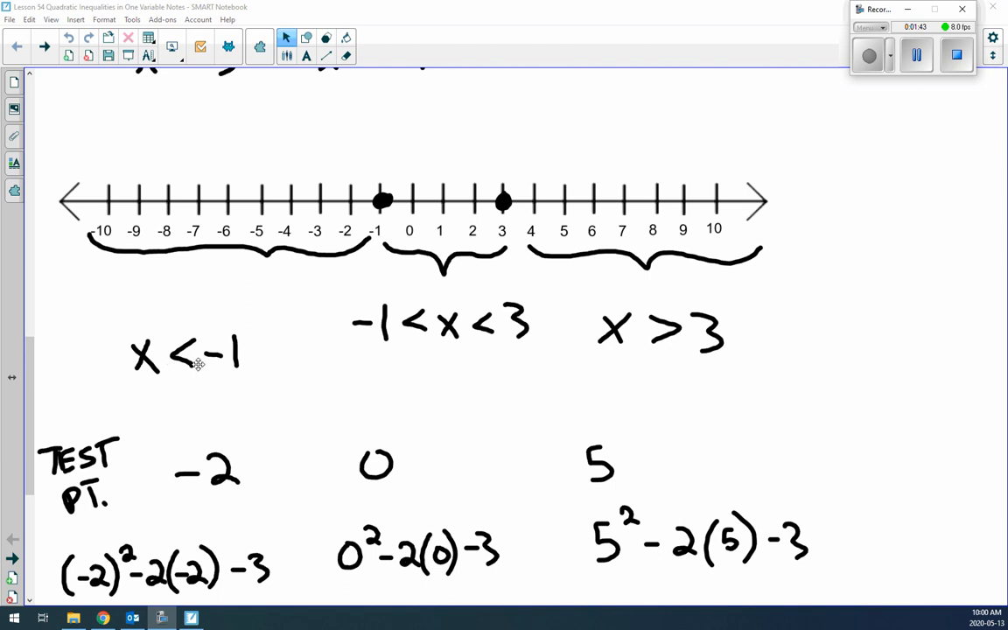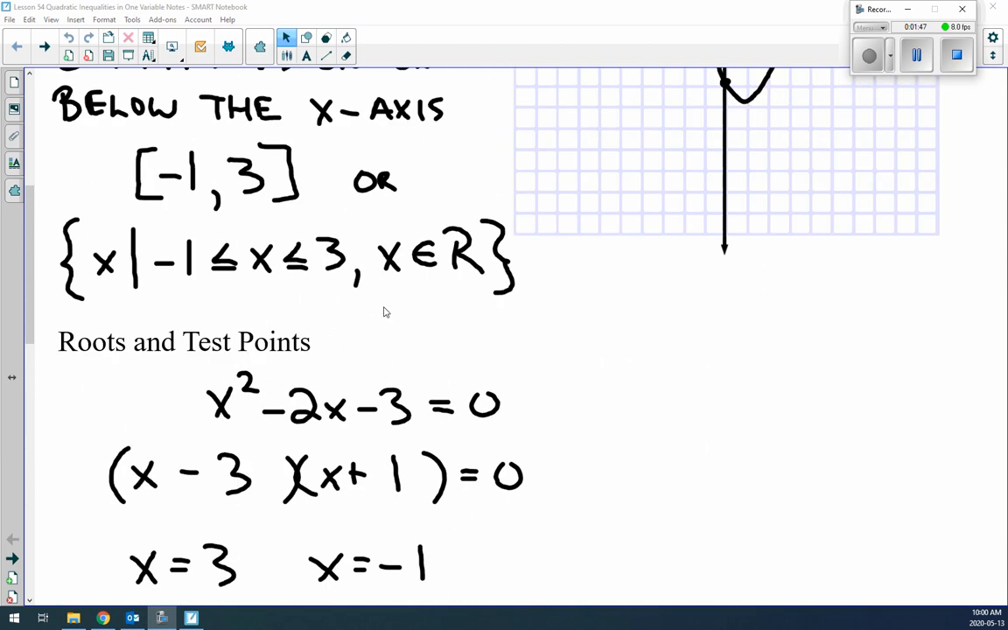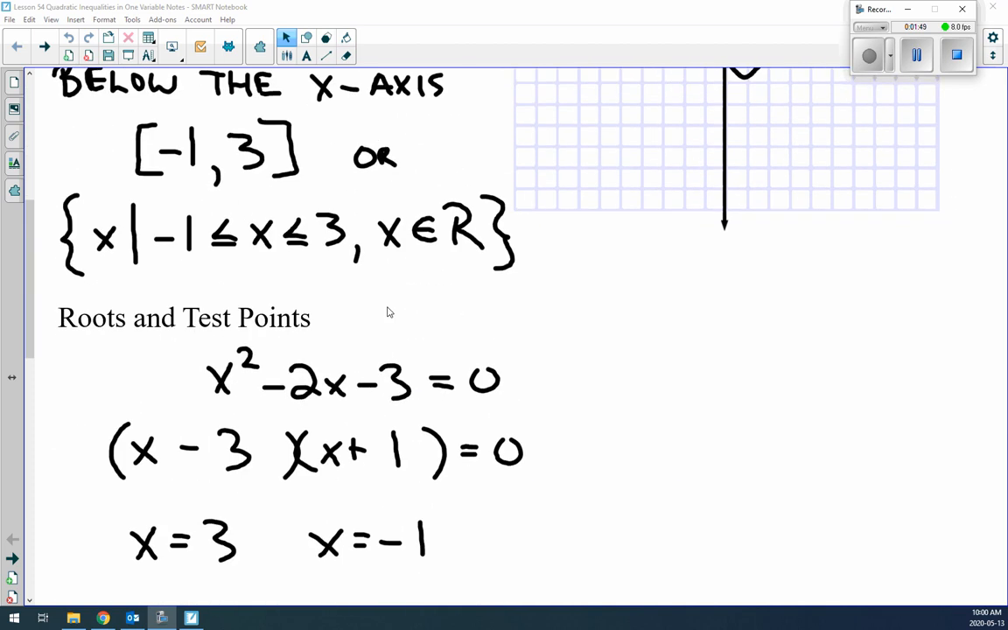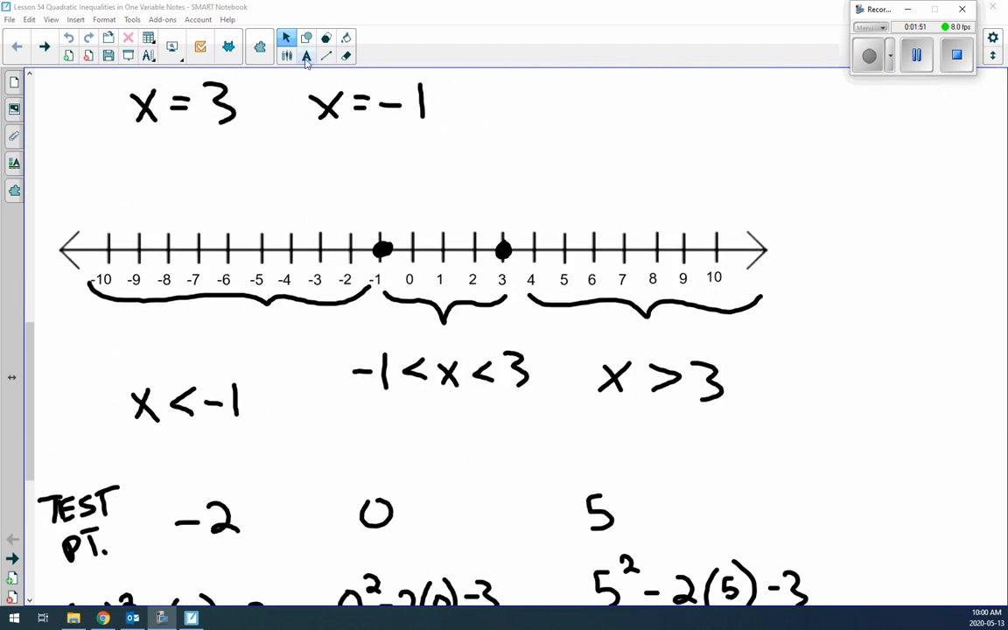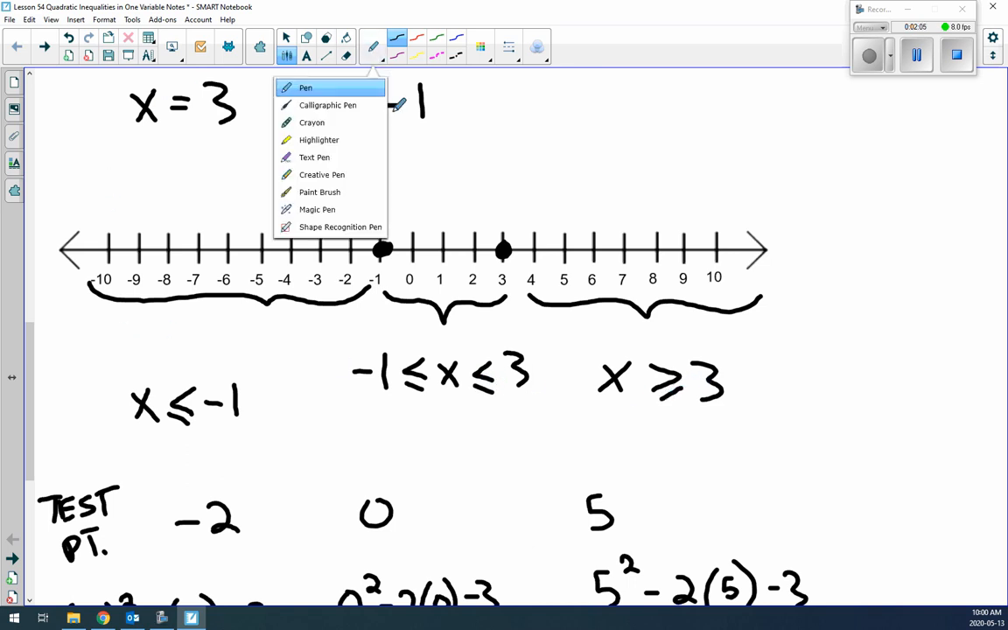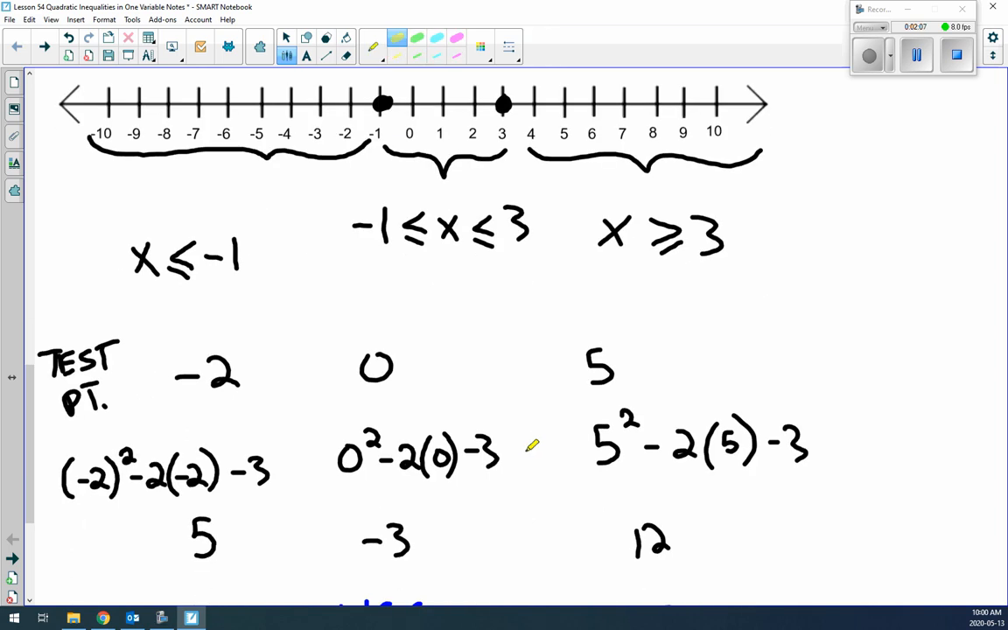Everything here, x is less than -1, or x is, well, I'm missing something here, aren't I? Let's fix this right now before I forget. Less than or equal to, right? Oh boy, can't believe I forgot that. There we go. Now it's fixed. Okay, so we can do that there.